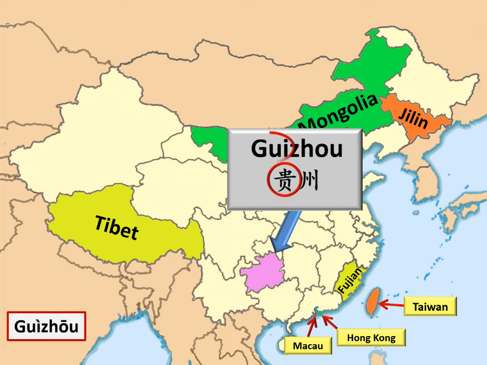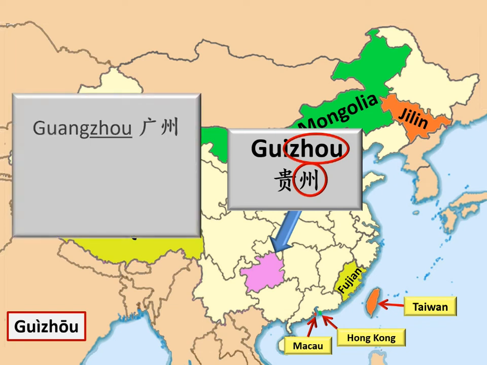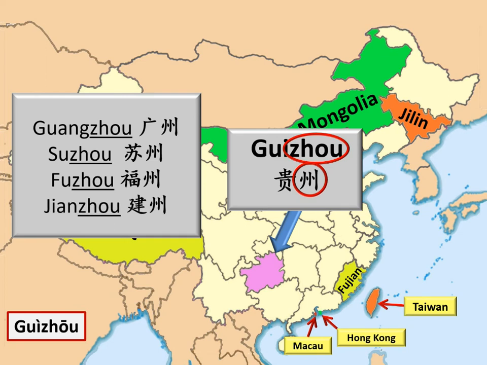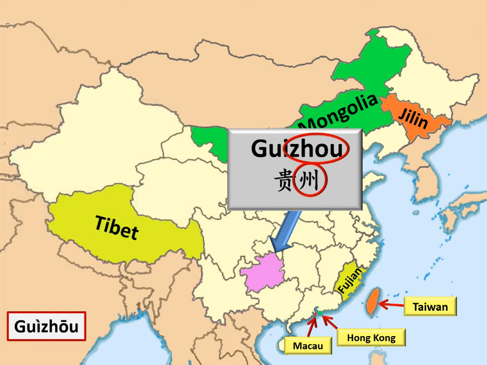The character Gui means expensive or precious, and Zhou. We have encountered this character before. Several cities we previously mentioned included the character Zhou. Although it is sometimes translated as state or prefecture, the best explanation is that it is a historic word that in the past described some sort of administrative division. Today it remains in various place names.